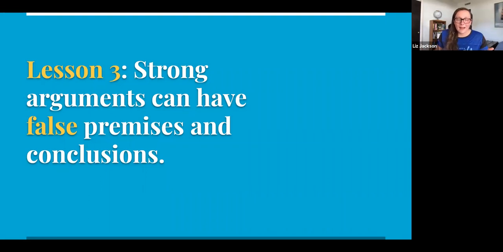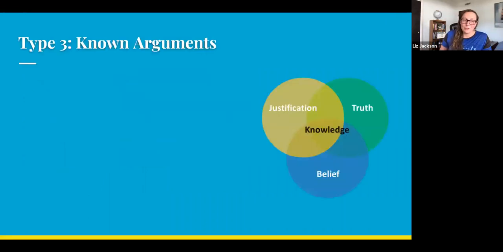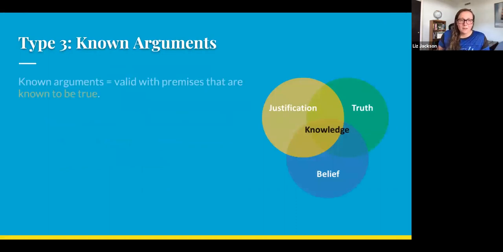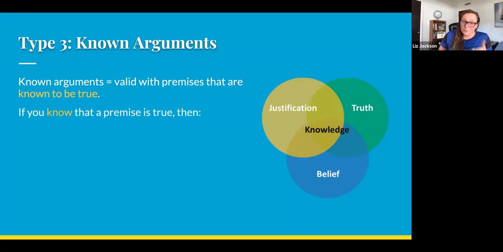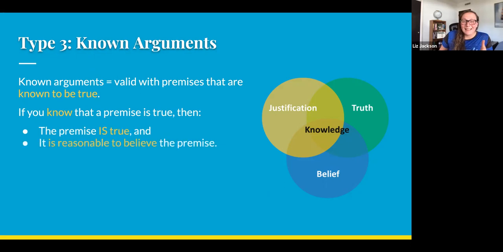And so because of that, this brings us to a third way that an argument can be a good argument. And that's because it's what I'm calling a known argument. A known argument is valid and it has premises that are known to be true. And if you know that a premise is true, then that premise is true and it's reasonable to believe that premise. So known arguments take sound arguments and take strong arguments and sort of put them together.